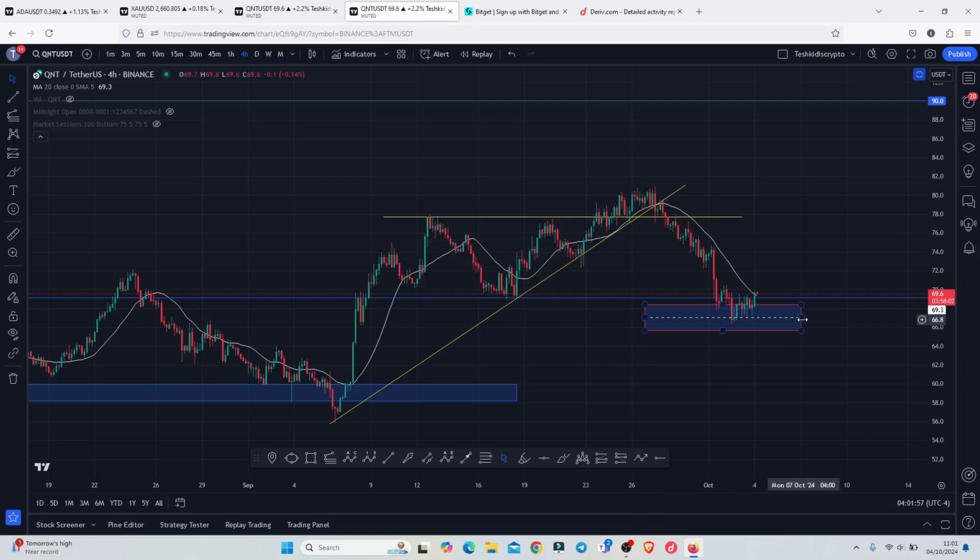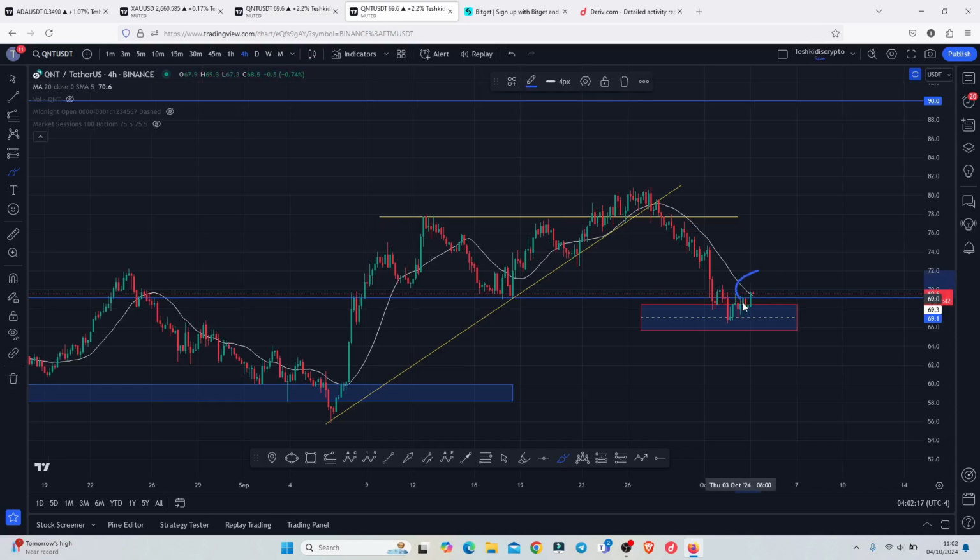QNT has continued to hold above our key area of support between the $69.1 and the $65.7, and at the time of this recording we have now managed to break above a key area of resistance above the $69.1 and above the 20-day MA here on the 4-hour chart, flipping those key areas back into support. And I'm watching for another bounce to the upside to give us a break above our next key area of resistance above the $78.